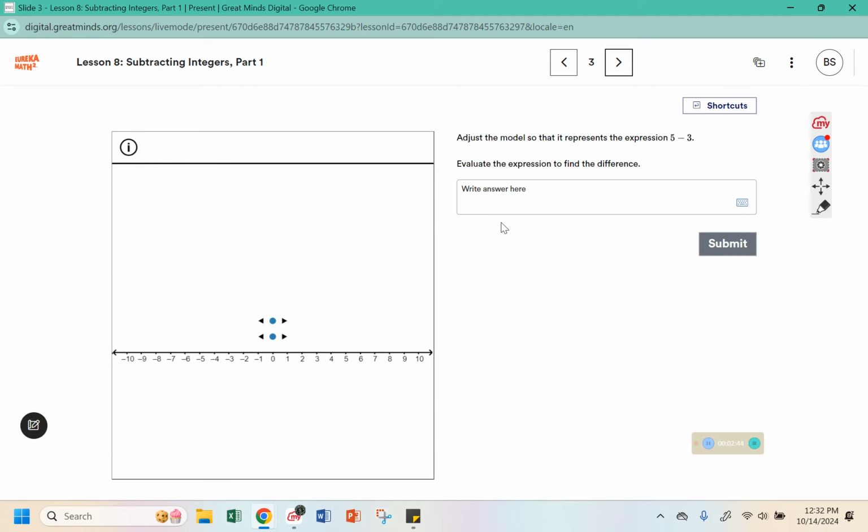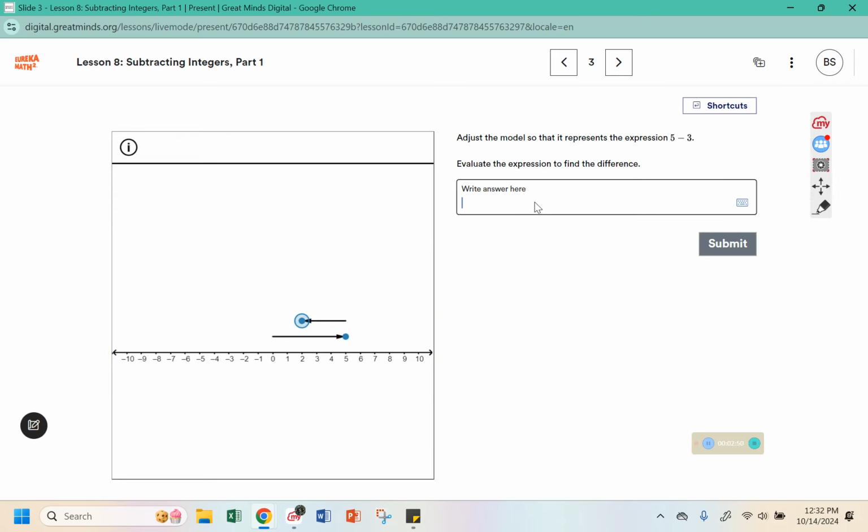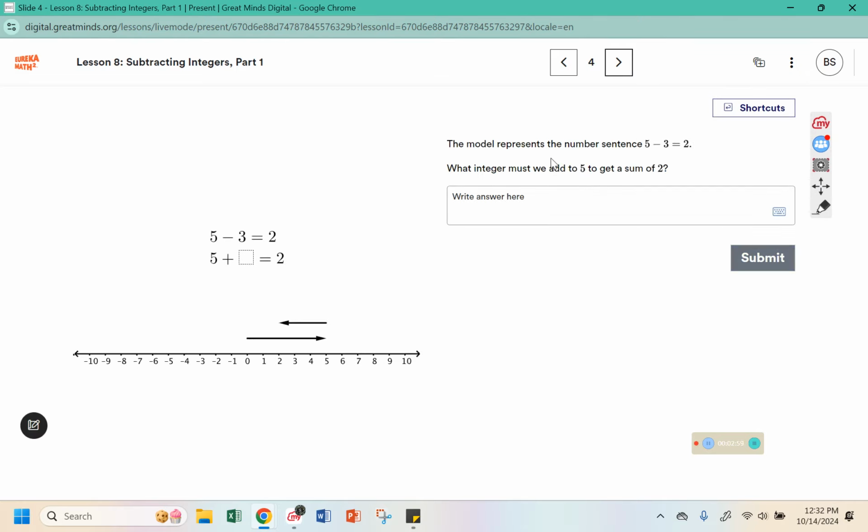Adjust the model so that it represents 5 minus 3. So we're going backwards 3. Evaluate the expression to find the difference. We landed at 2. Check. The model represents the number sentence 5 minus 3 equals 2. What integer must you add to get a sum of 2? We could add -3. 5 plus -3 gives us positive 2.